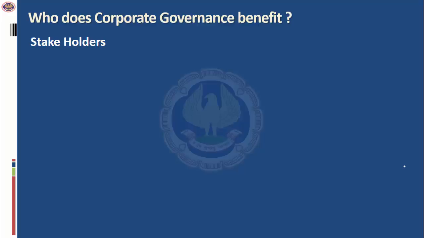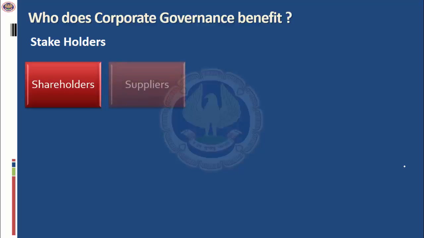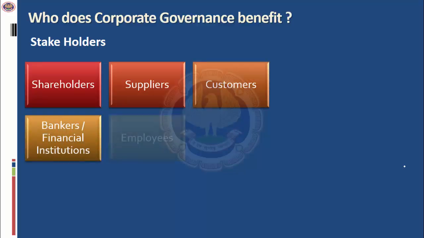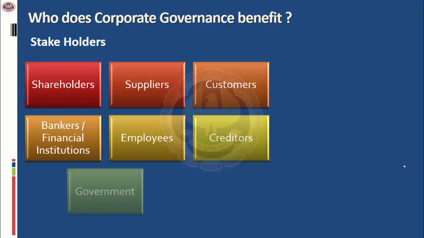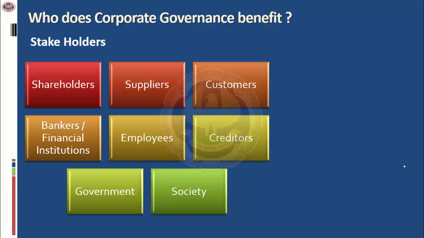Who does corporate governance benefit? Now you have multiple stakeholders. First stakeholder is the shareholders. Then you have the internal stakeholders. You can have the external stakeholders. Then you have the suppliers, customers, the bankers of financial institutions, employees, creditors, government, or there could be the society in general. These are the different stakeholders. So when a corporate is running in a society, they also need to take care of the CSR, corporate social responsibility. So corporate governance also talks about CSR. It's not just about the profits, but also about the benefits to the society, with responsibility to the society.